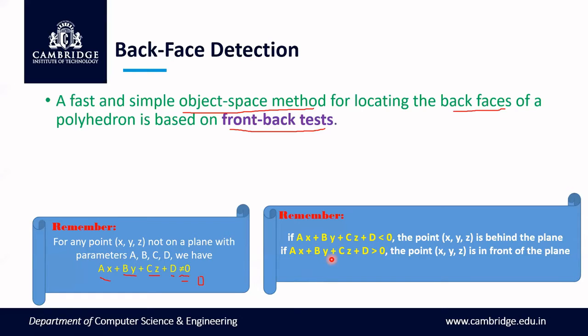This ax plus by plus cz plus d equal to 0 is actually a plane equation. Hope you remember, which you would have learned in maths. It is a planar equation. So if it is less than 0, then the point xyz is behind the plane. If this equation is greater than 0, then the point xyz is in front of the plane. So which one do I have to take? I have to take this equation to solve, to identify the backface detection, right? So these two are nothing but my front back test.